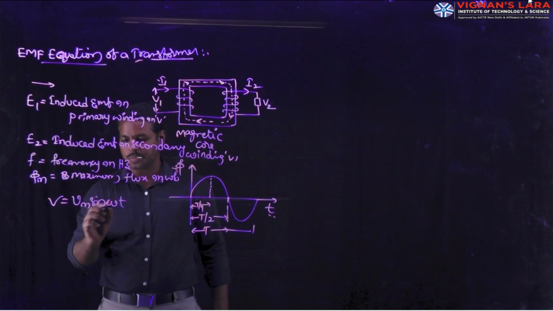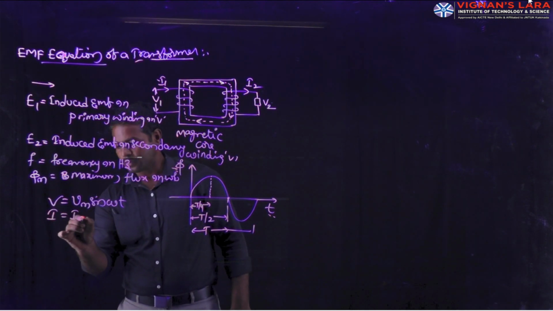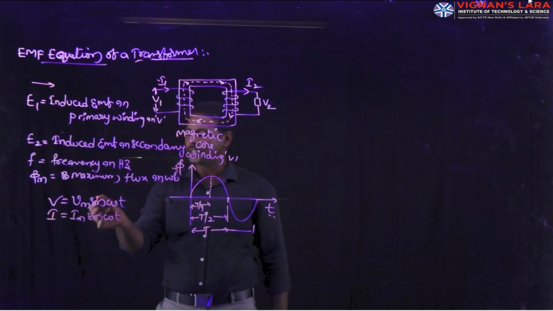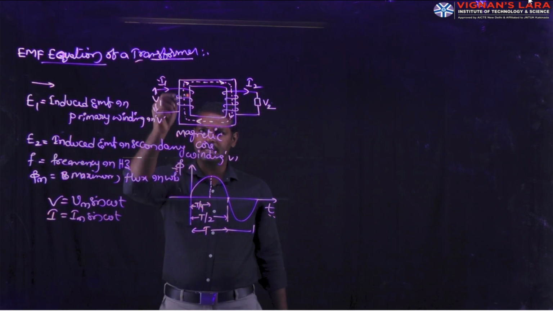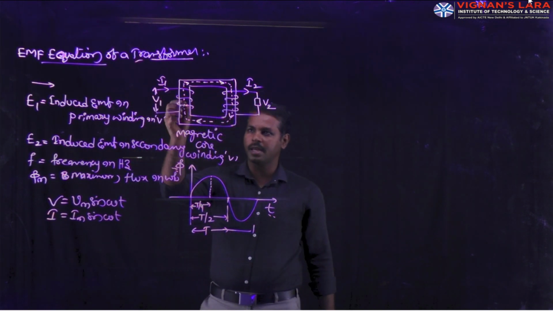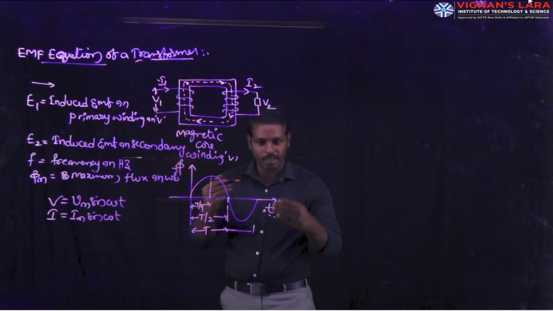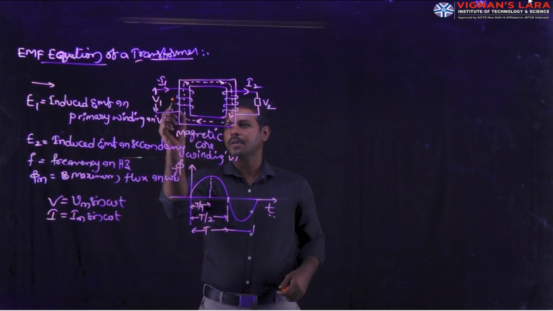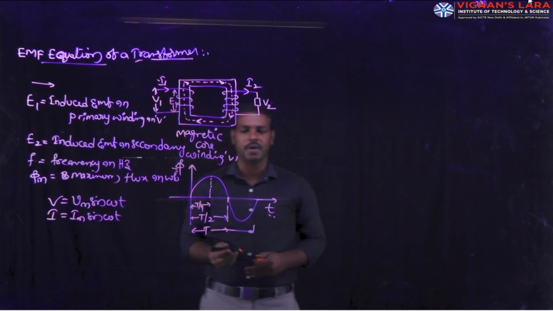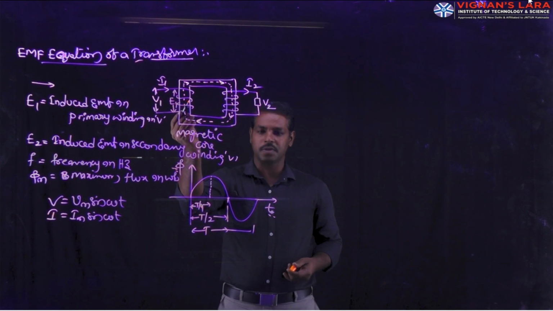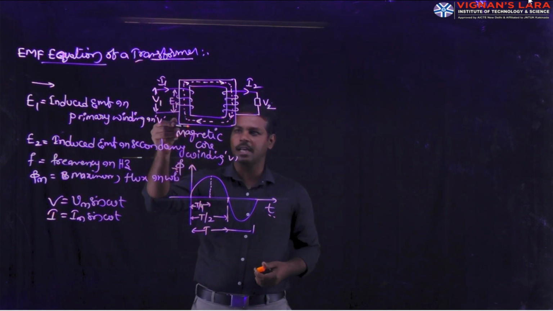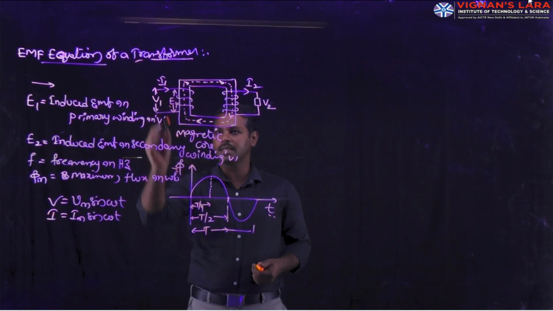V is equal to Vm sin omega t, I is equal to Im sin omega t. This voltage and current is directly given to the primary of a transformer, which generates the flux. That flux is cut by the primary itself and induces an EMF called capital E1. So E1 is the EMF induced in the primary winding. How is it induced? Whenever the supply is given to the primary winding of a transformer, it generates flux, and that flux is linked with the primary winding itself and induces an EMF, which is called E1.